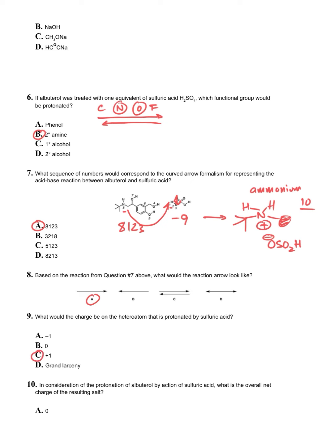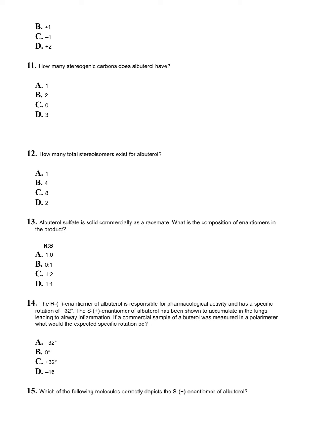In consideration of the protonation of albuterol by action of sulfuric acid, what is the overall net charge? That's going to be 0. We have a plus and a minus. So again, we don't have an offset of charges. They cancel each other out to get 0. How many stereogenic carbons does albuterol have? It has 1.